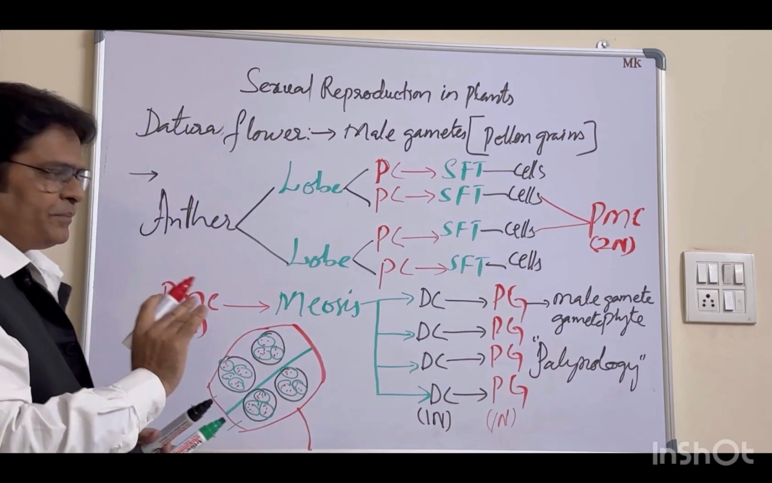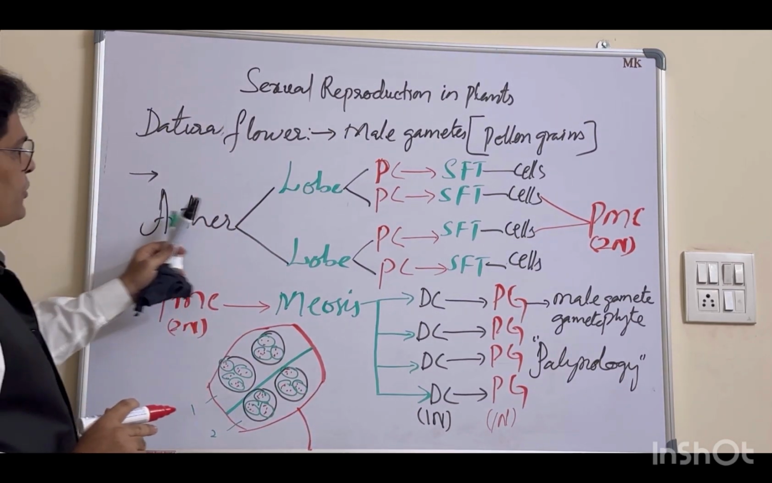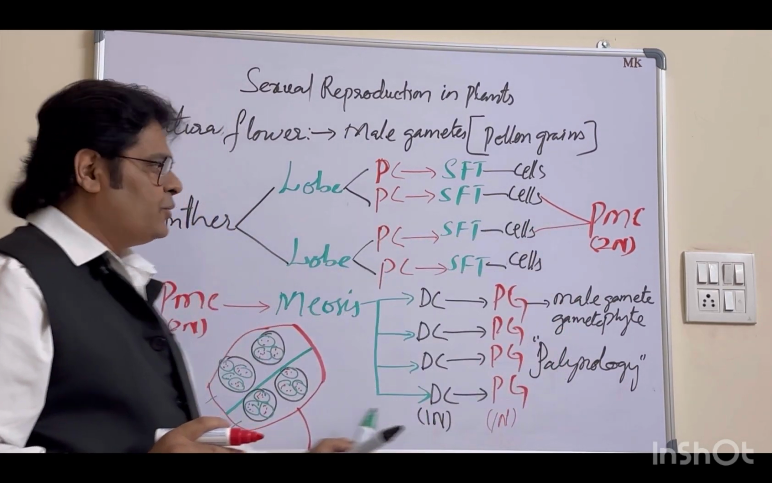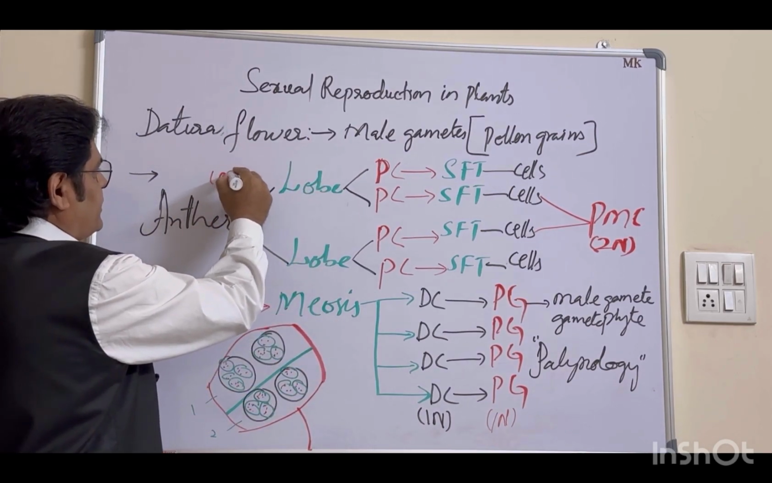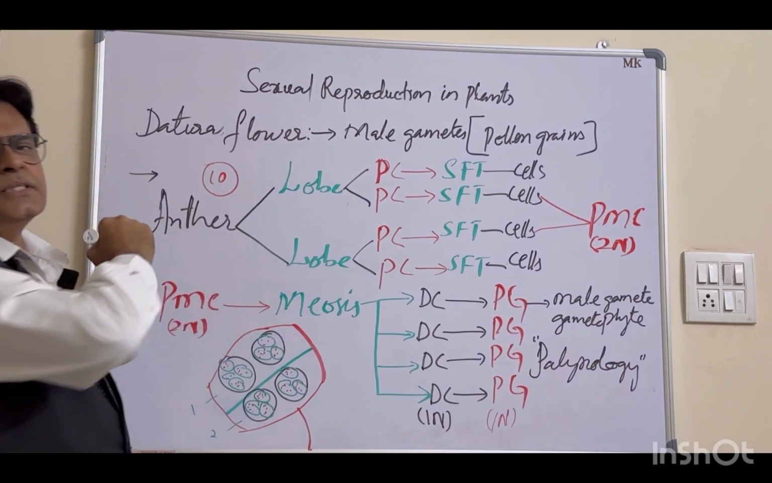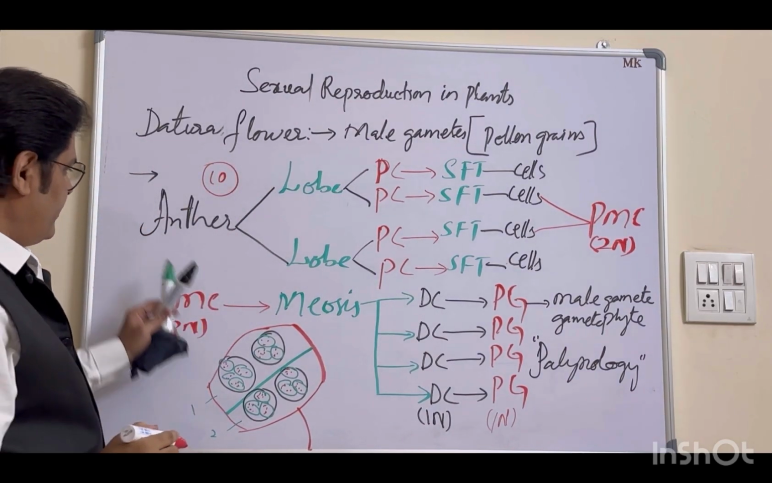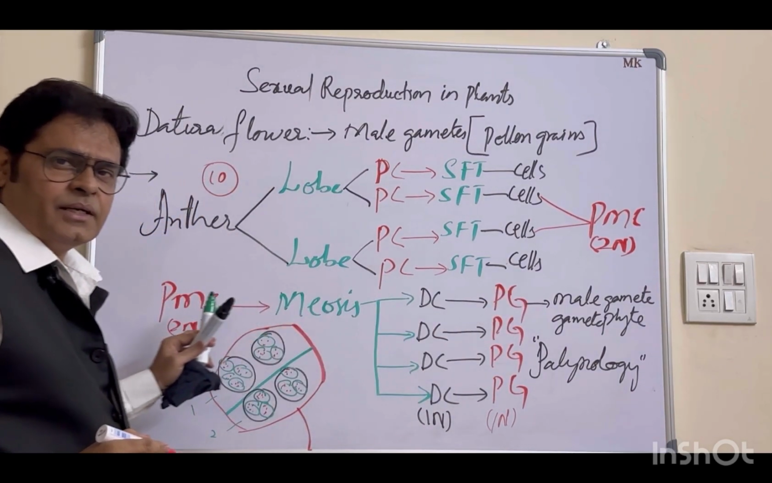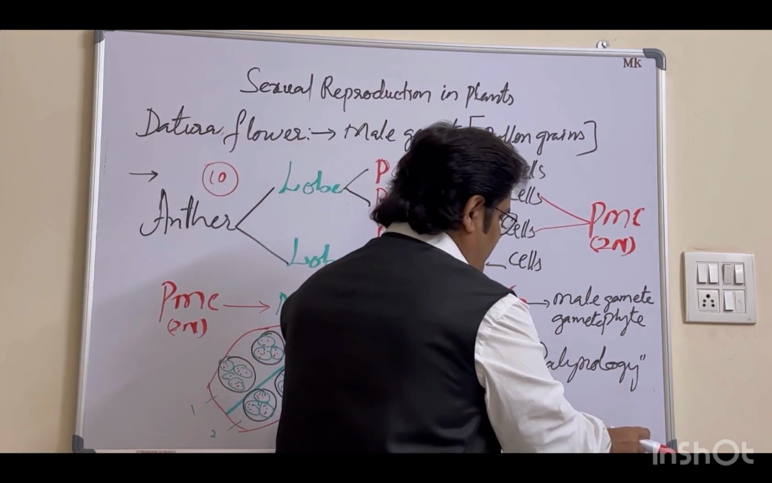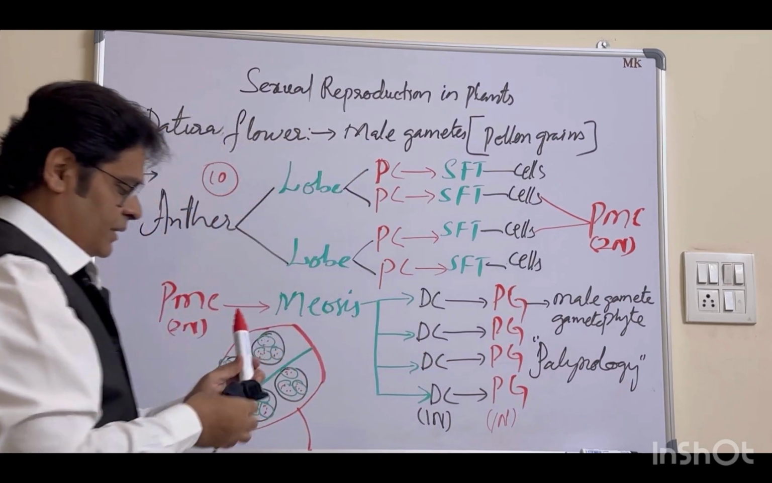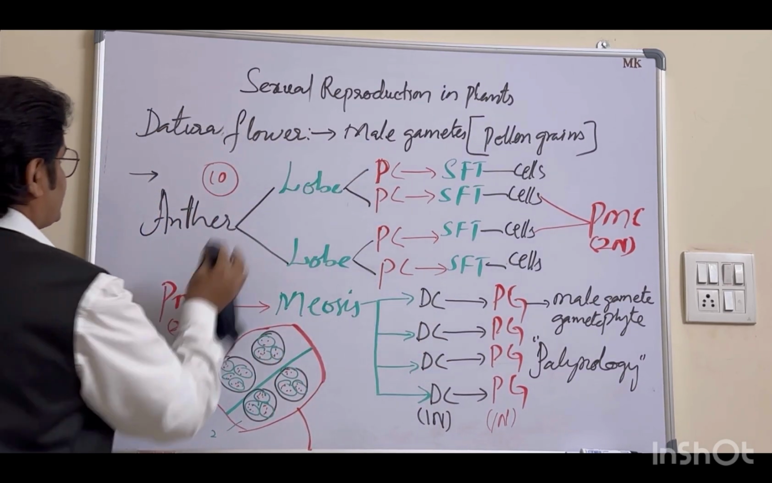Clear? Hope everybody has understood. This flow chart is very important. If you know the flow chart here, you can frame the answer. Nearly 10 points you can get. Easily you can write the 10 points. Next one I'll show you: formation of female gametes.